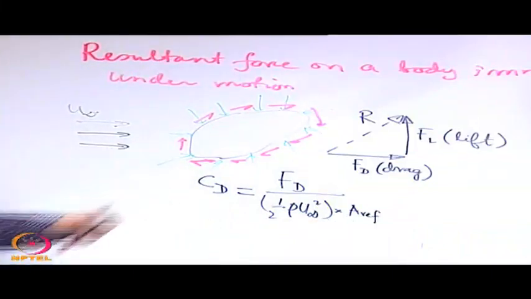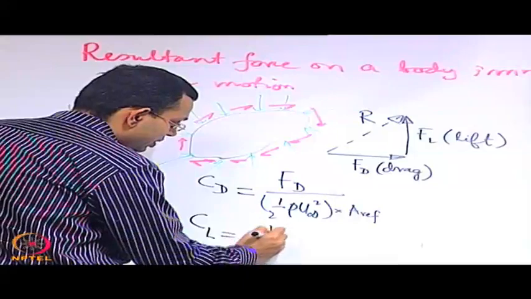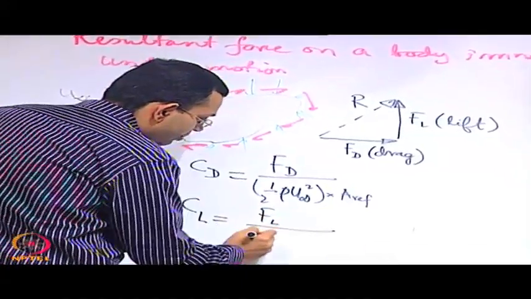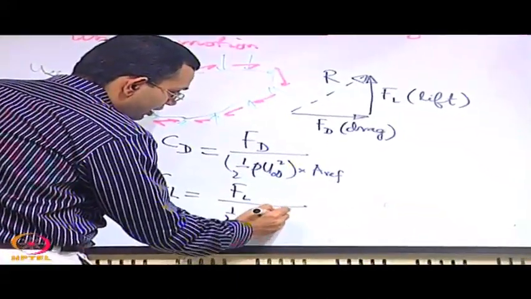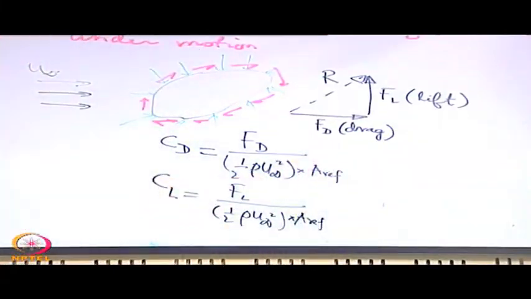We will discuss what should be the reference area. Similarly, you have a coefficient of lift. This is the lift force divided by some half rho u infinity square. So, the coefficient of lift and the coefficient of drag are just non-dimensional ways of representing the lift and the drag force.